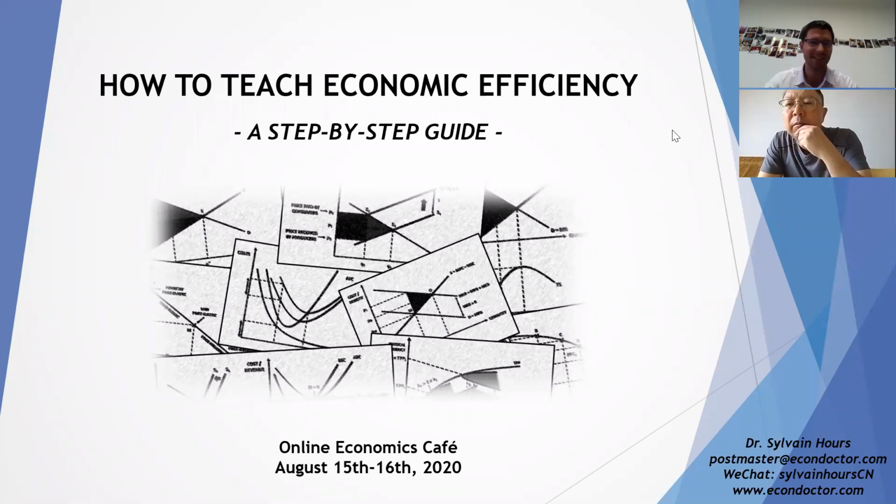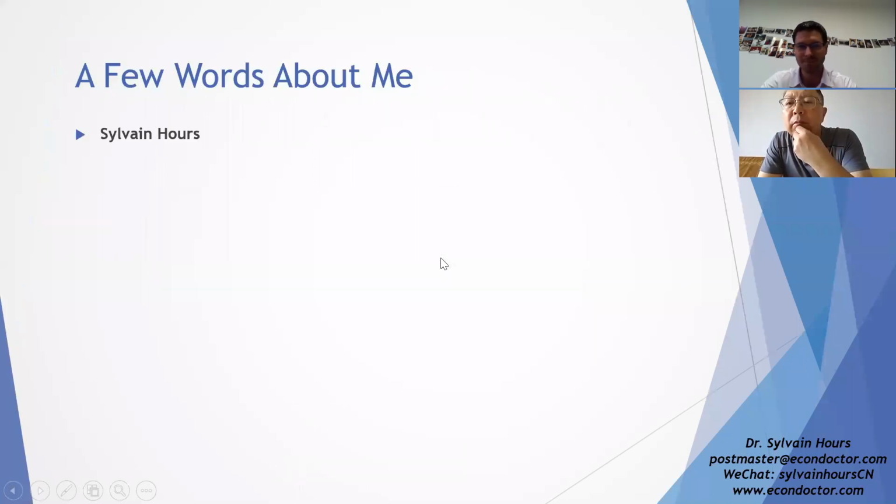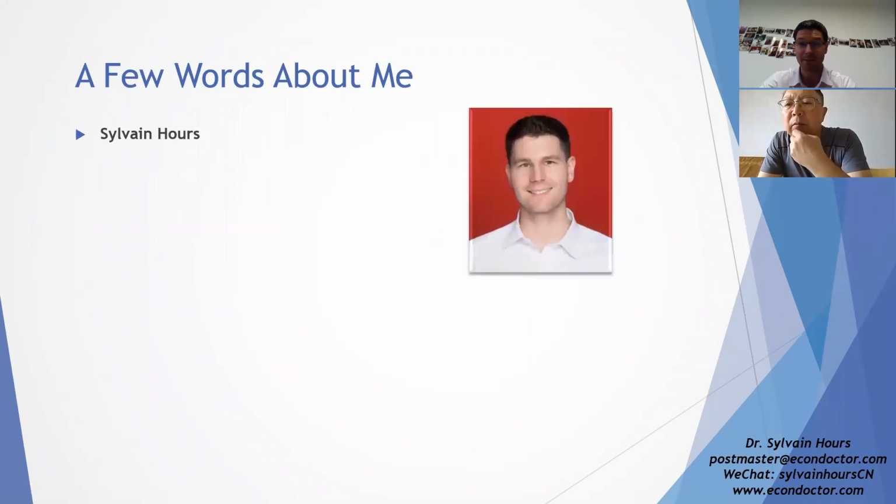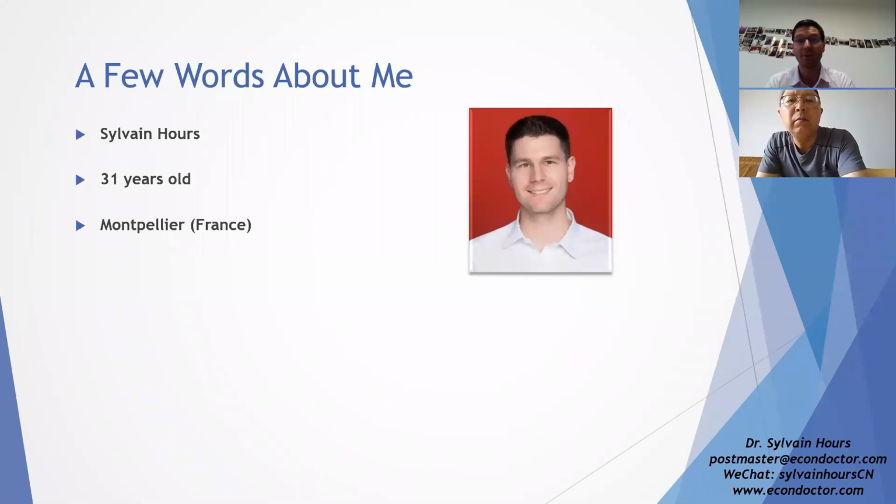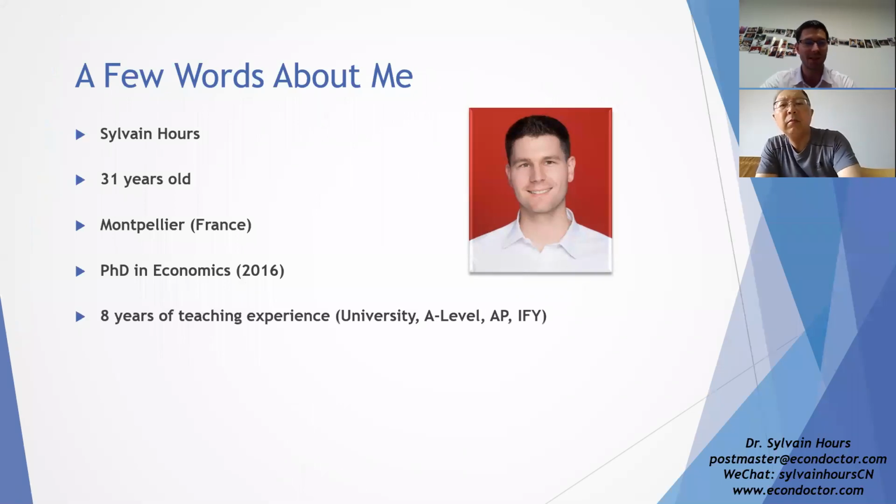All right, let's get started. Before we go through the content, let me just say a few words about myself. So my name is Sylvain Ours. That's me. I am 31 years old. I am originally from France, perhaps you can hear that from my accent, from the city of Montpellier. I have a PhD in economics. I received it from the University of Montpellier in 2016, just before I moved to China.